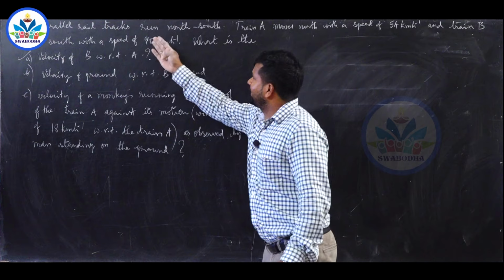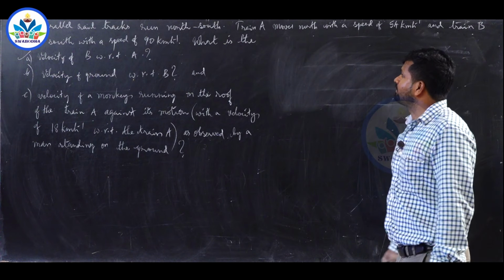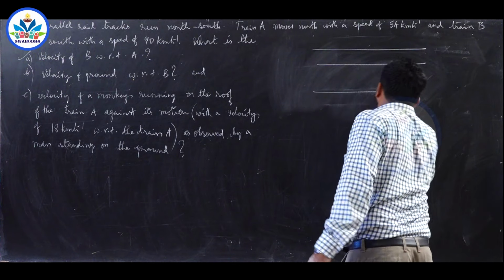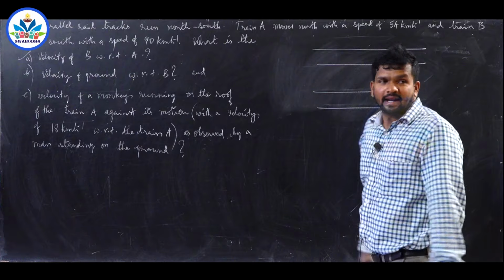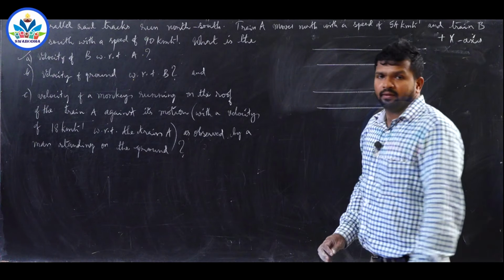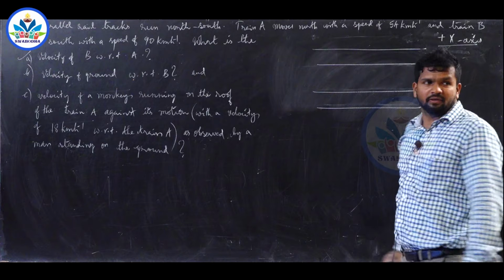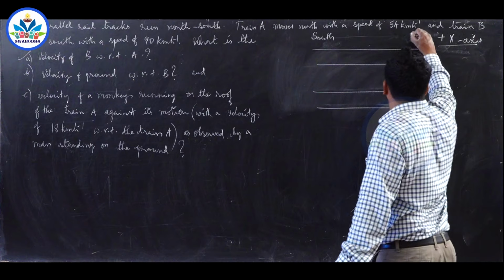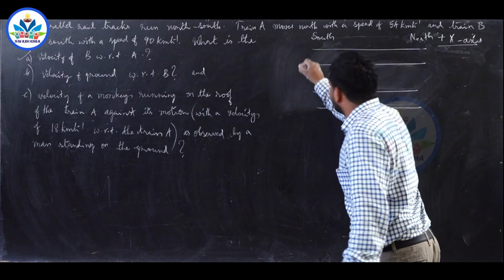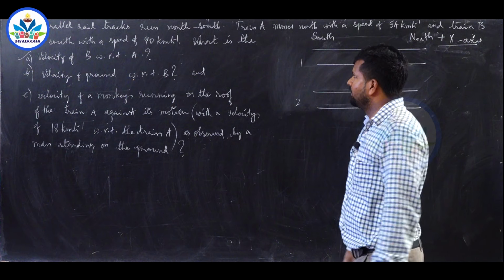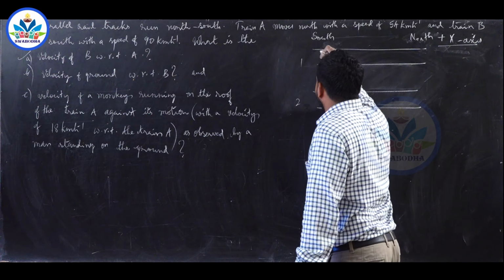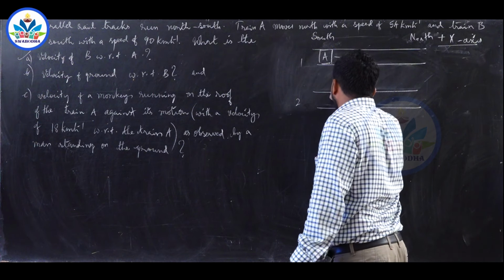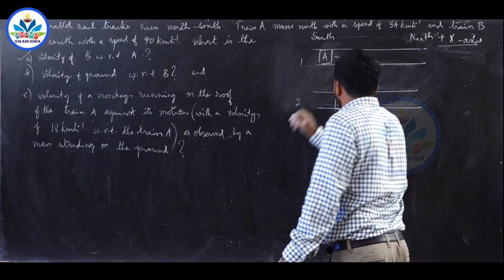See, two parallel rail tracks run north-south. Let it be two parallel rail tracks like this. Let me choose the positive direction of the x-axis from south to north. This is track 1, this is track 2. Say, in track 1, train A is moving, and in track 2, train B is moving.